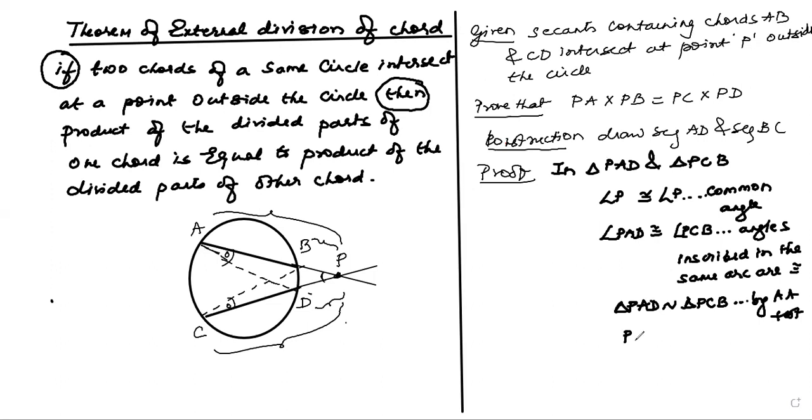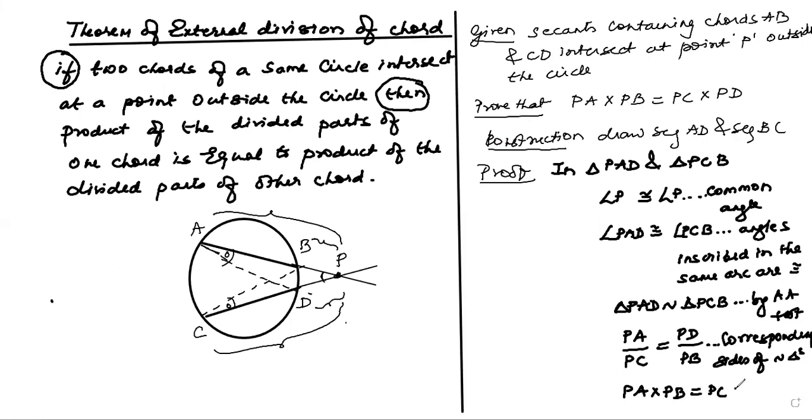Therefore, PA upon PC equals PD upon PB. These are the four segments, corresponding sides of similar triangles. Now cross multiply: PA into PB equals PC into PD. I think we got the answer, children. This is the theorem of external division of the chords.